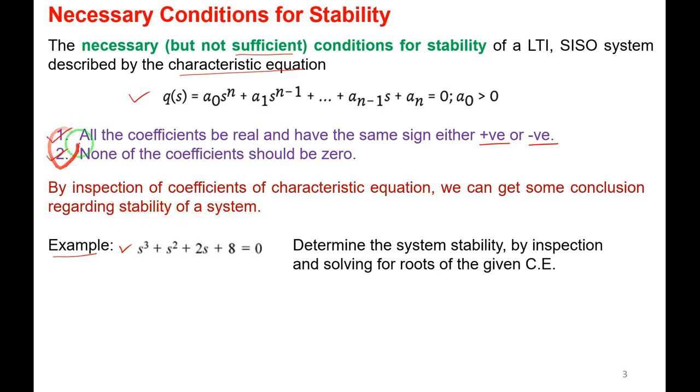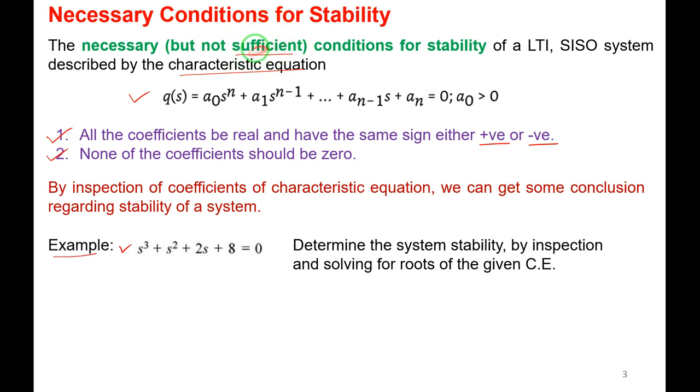If it satisfies these two necessary conditions, I will say that the system may be stable. I will not say that it is stable. Please observe my wordings. It may be stable, but I will not say that it is stable. When I will say that it is stable, next I will go for proving the sufficient condition. How to prove the sufficient condition?